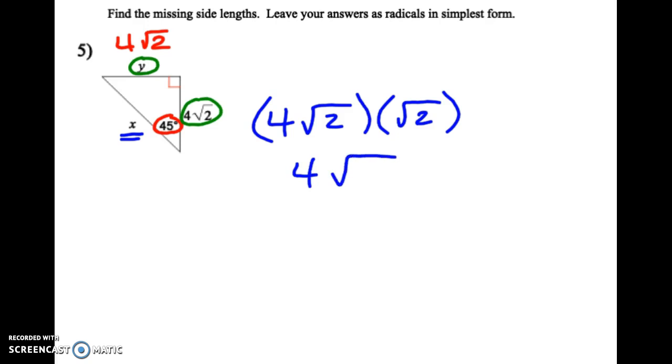You may be able to do this quicker, but most people multiply the square root of 2 and square root of 2 together to get the square root of 4. Square root of 4 is 2. 4 times 2 is 8. So the side length where the x is at is going to be 8.